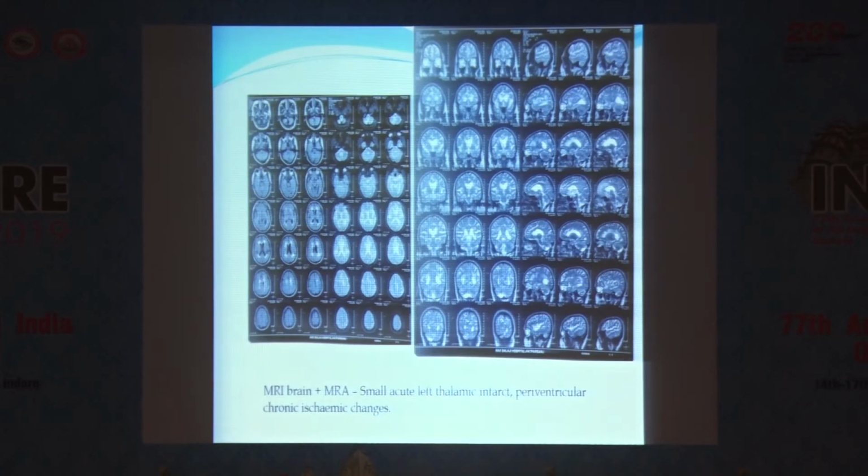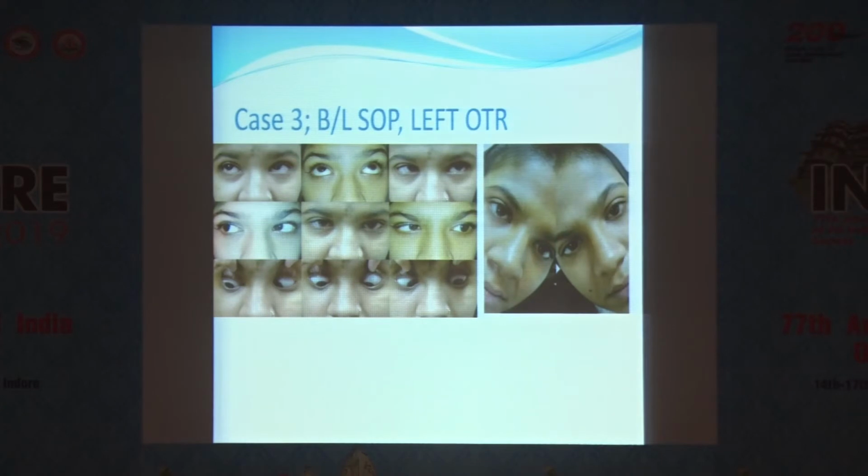This is showing the MRI. We don't have time to go into detail. This is another patient, very interesting. You can see exo in upgaze and eso in downgaze, gross eso and a lot of exo. She has a bilateral superior oblique palsy and also has ocular tilt reaction. Both things are happening in this case, as we shall see later.